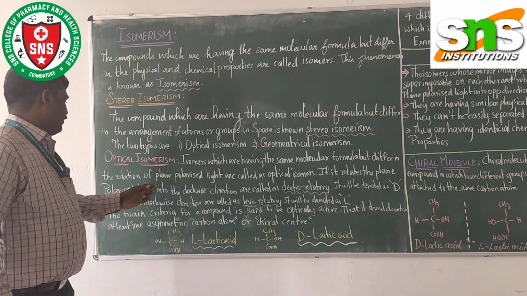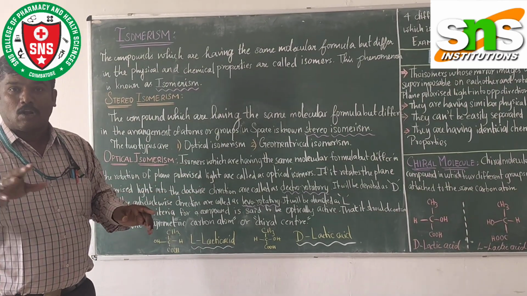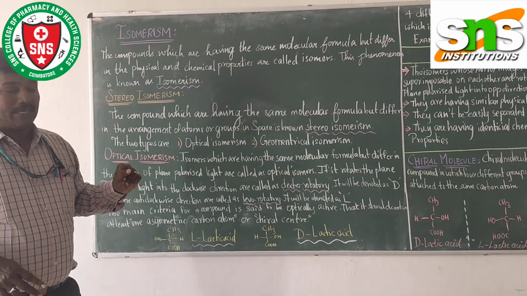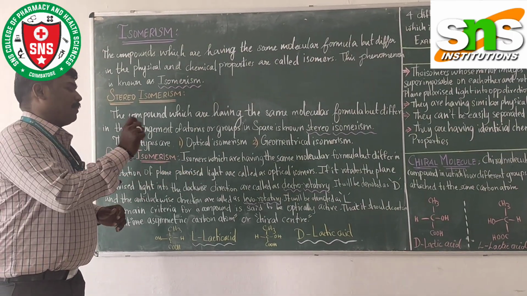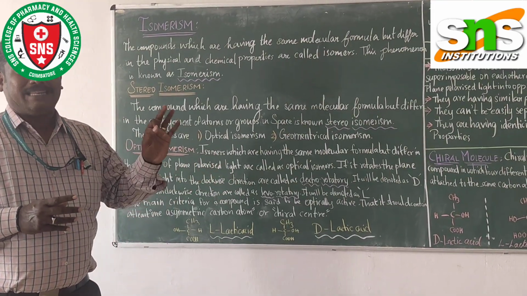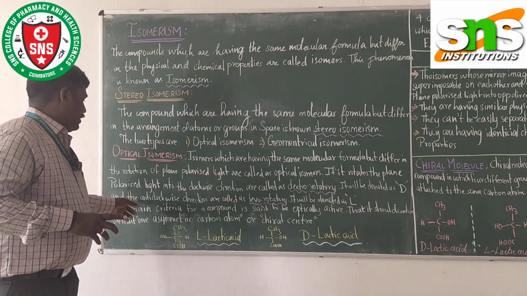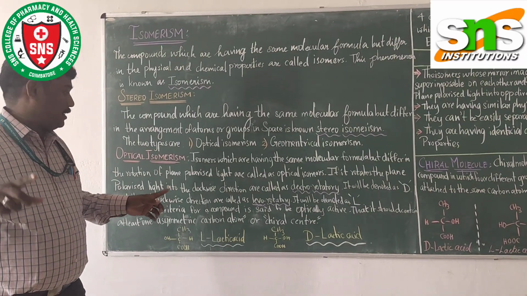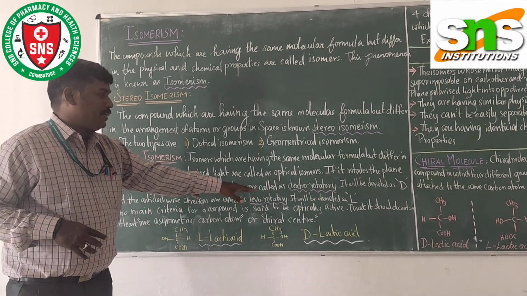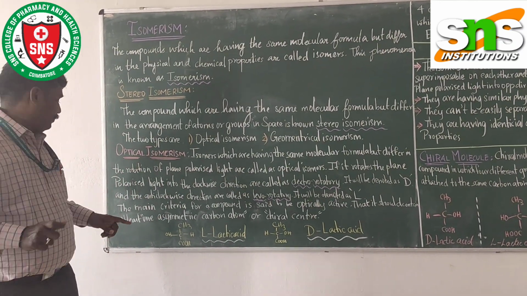If the rotation of the plane-polarized light is in the clockwise direction, then it is called dextro-rotatory, denoted by the letter D or the plus symbol. If it is in an anti-clockwise direction, then it is called levo-rotatory, denoted by the letter L or the minus symbol.